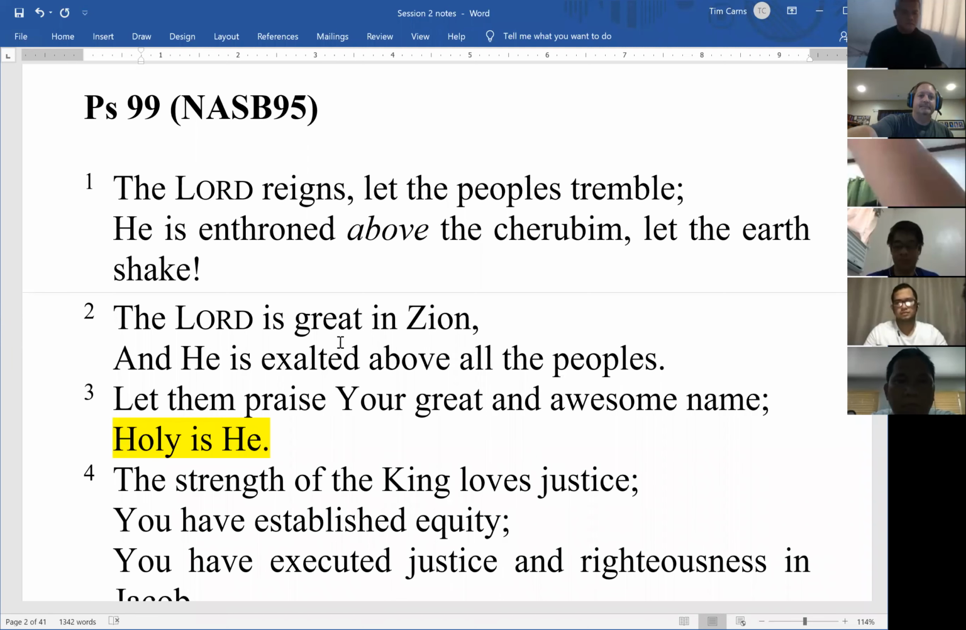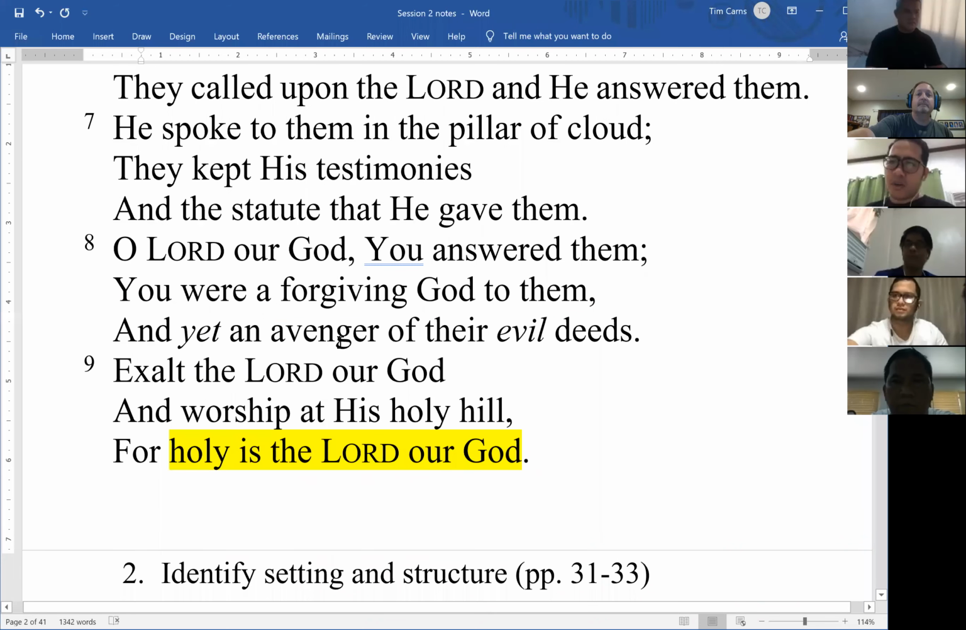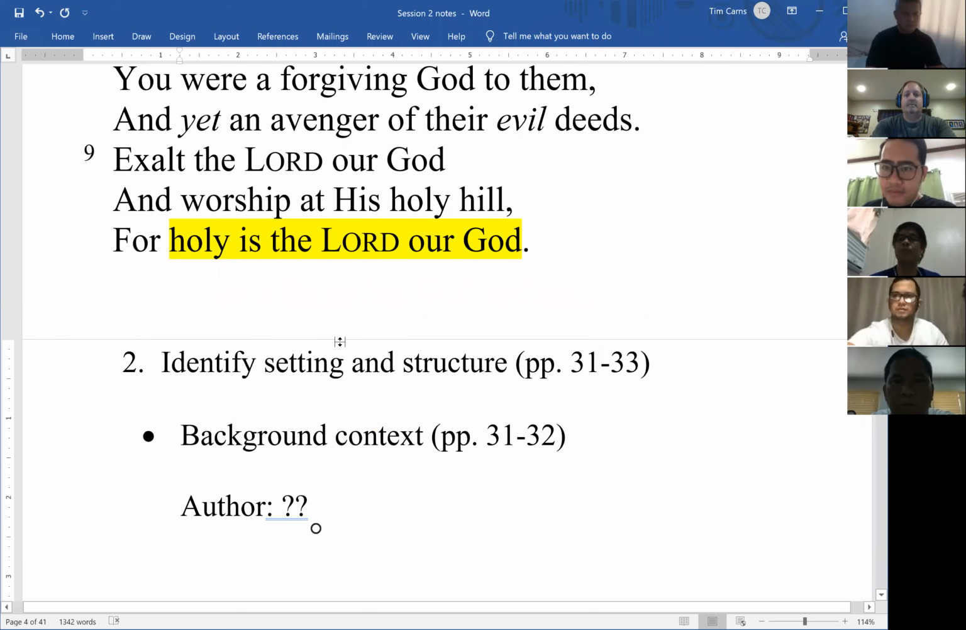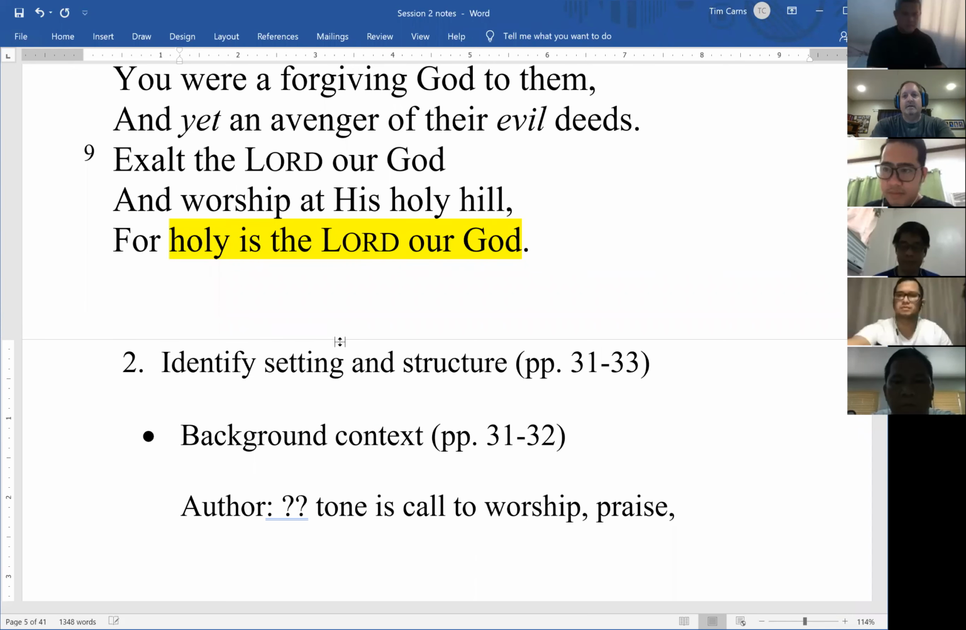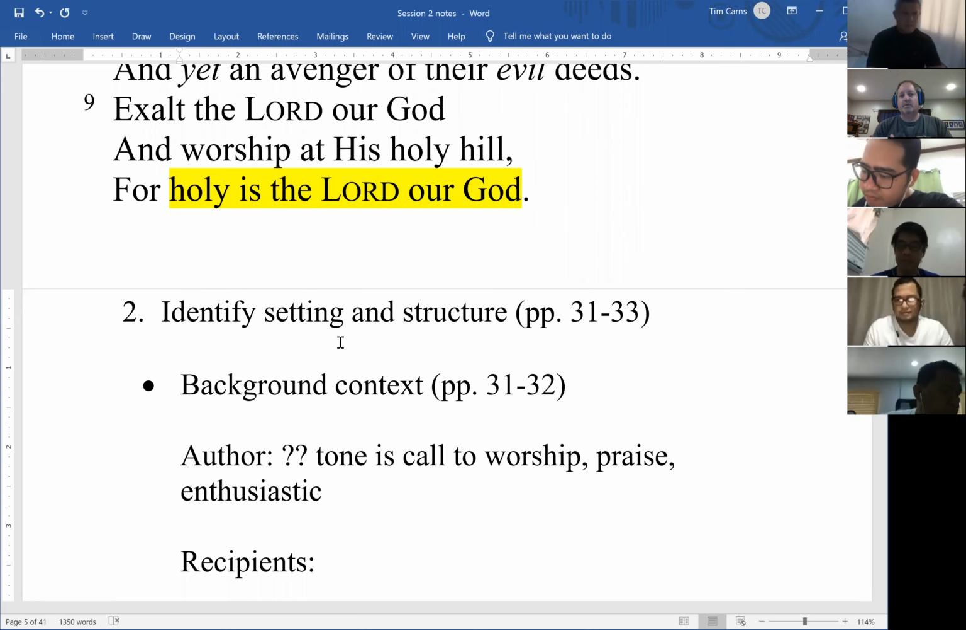A psalm of praise and exaltation. Praise, and a call to worship. Yeah, I would say in honor of our holy God. Yeah, praise. He's enthusiastic, right? Okay. Now, the recipients we discussed briefly. He's talking. He mentions Moses and Samuel and Aaron. He talks about worshiping at his holy hill, which is a reference to the temple, right?